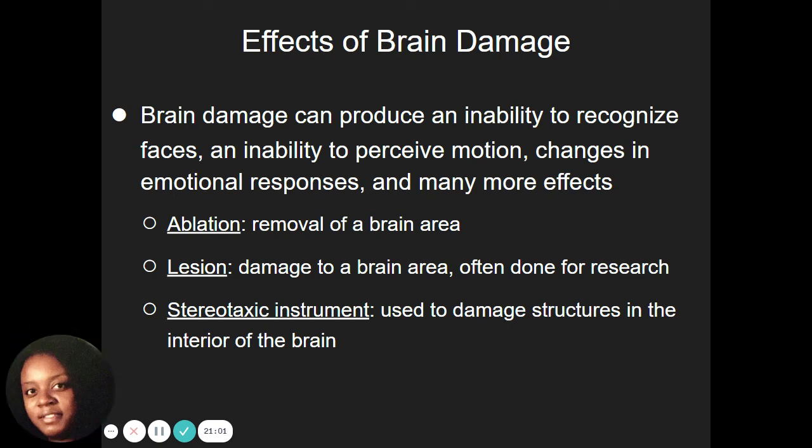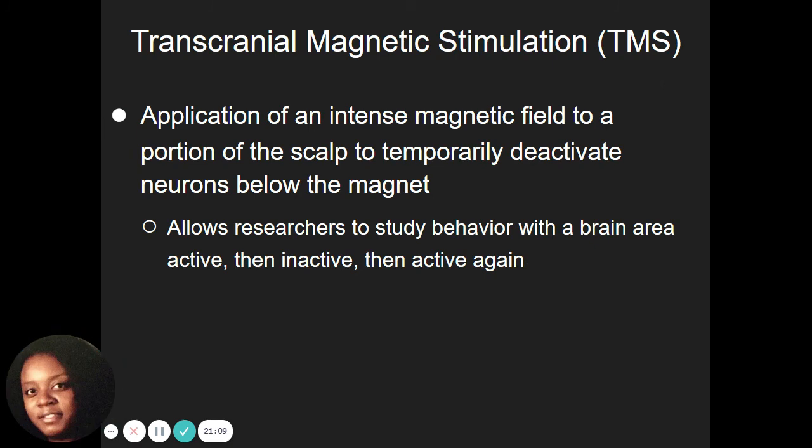And then a stereotaxic instrument can be used to study those different areas of the brain. We can also have transcranial magnetic stimulation, which is whenever a magnetic device is applied to a portion of the scalp to deactivate the neurons below the magnet. And this allows research to study behavior with a brain area that's active and then inactive and then active again.